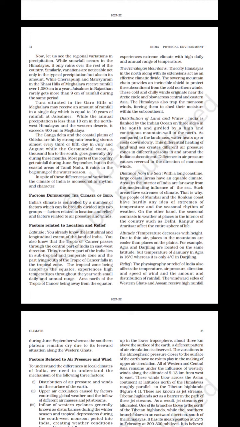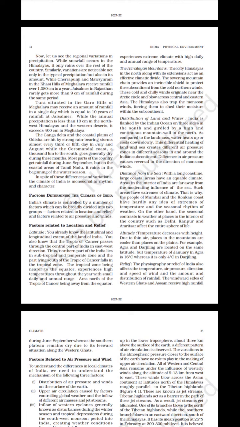Precipitation. While snowfall occurs in the Himalayas, it only rains over the rest of the country. Similarly, variations are noticeable not only in the type of precipitation but also in its amount. While Cherrapunji and Mawsynram in the Khasi Hills of Meghalaya receive rainfall over 1080 centimeters in a year, Jaisalmer in Rajasthan rarely gets more than 9 centimeters of rainfall during the same period. Tura, situated in the Garo Hills of Meghalaya, may receive an amount of rainfall in a single day which is equal to 10 years of rainfall at Jaisalmer.